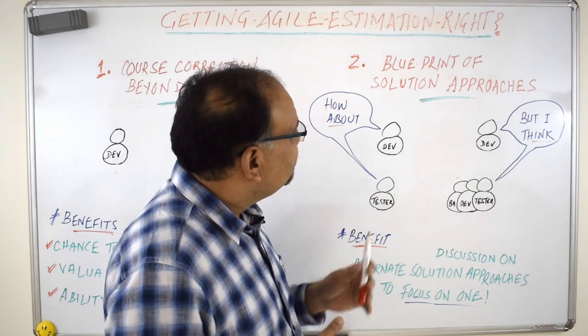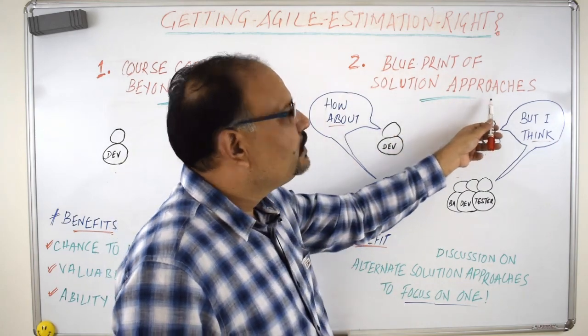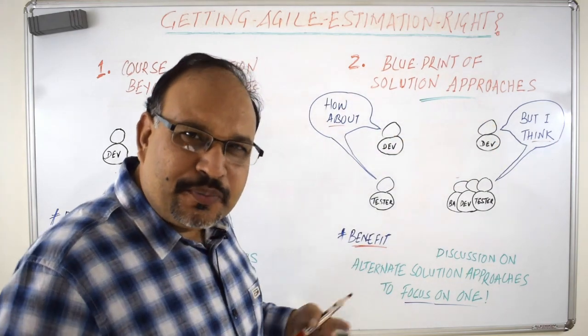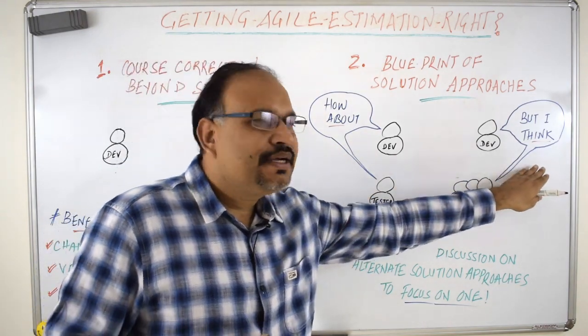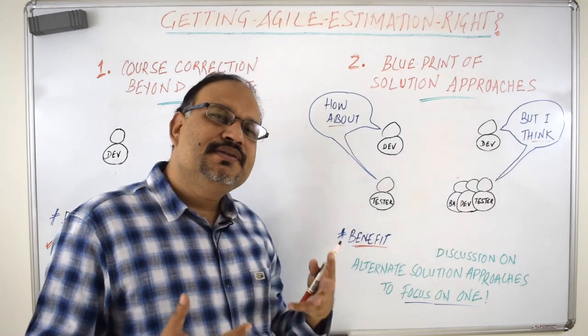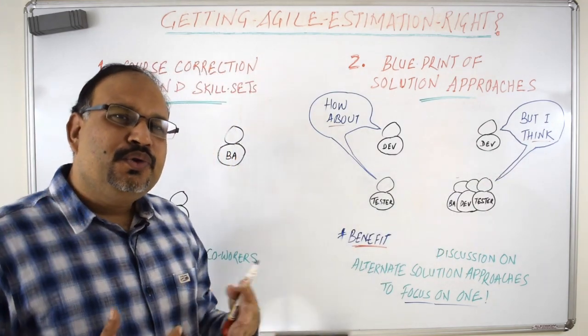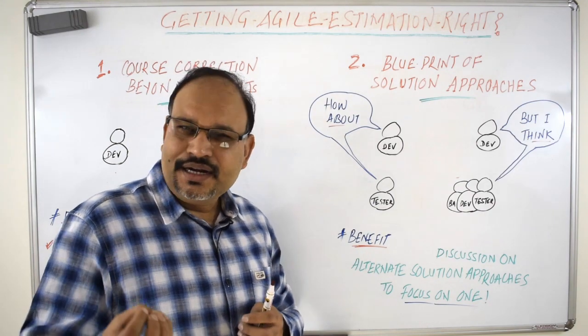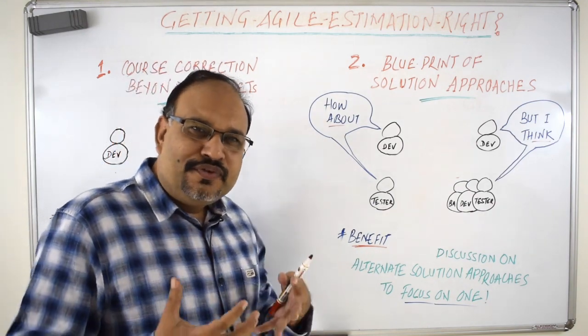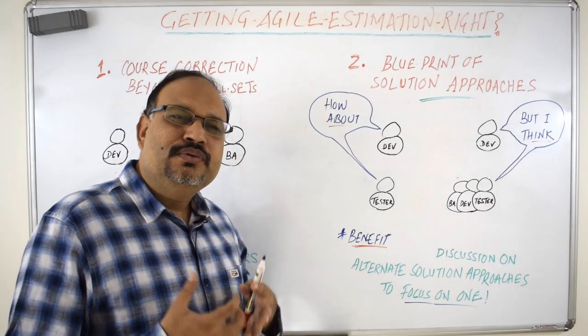The second aspect is blueprint of solution approaches. During the story point estimation, the team comes up with questions like, how about, but I think. These kinds of questions and answers tend to make the team relate with the upcoming work, and in that they try to come up with some solution approaches to defend their estimates.